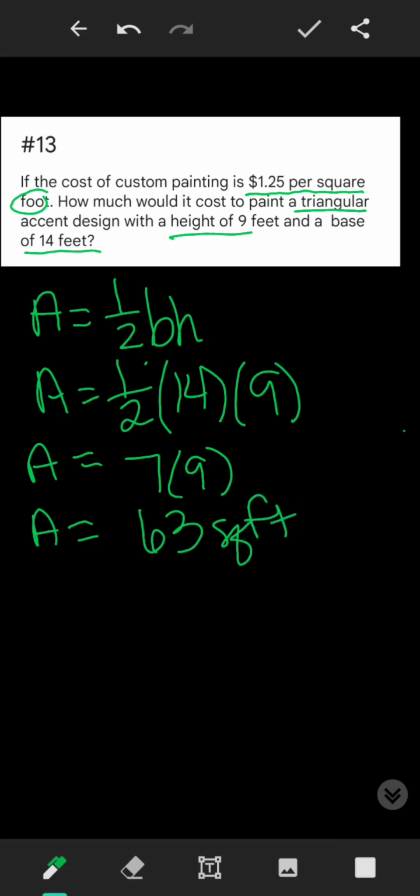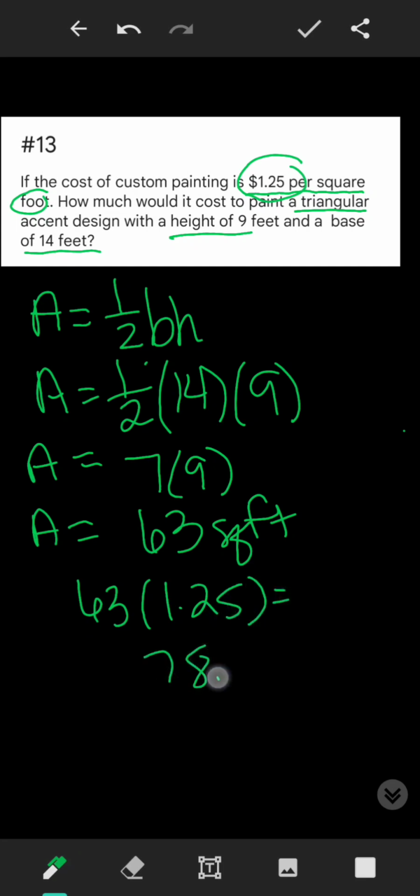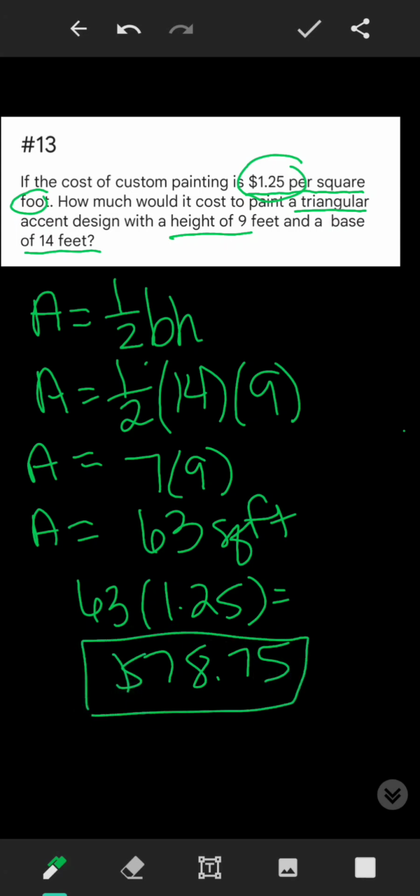I still need to determine how much it's going to cost if it's 125 per square foot. 63 times 125 will equal $78.75. Your total cost is going to be the amount of square feet times the price per square foot will give you the cost.